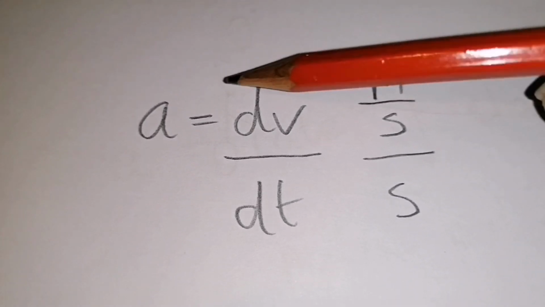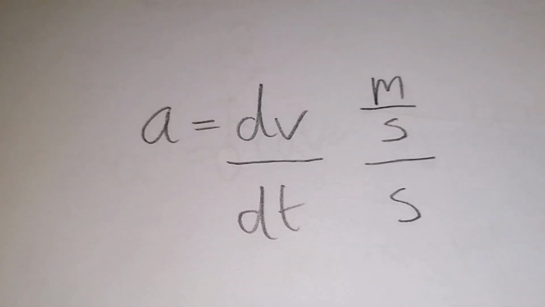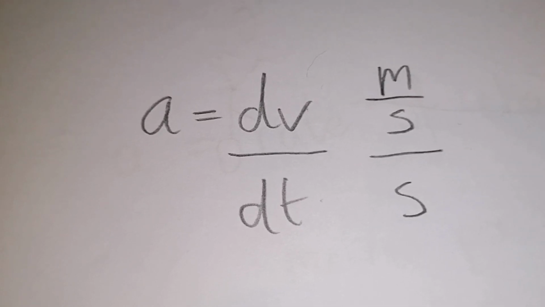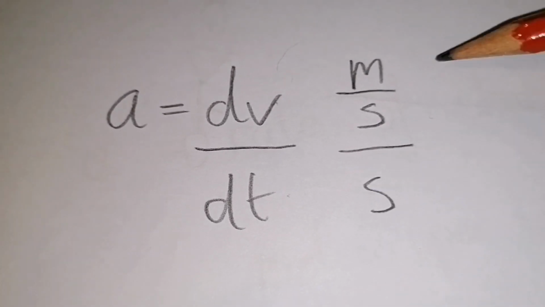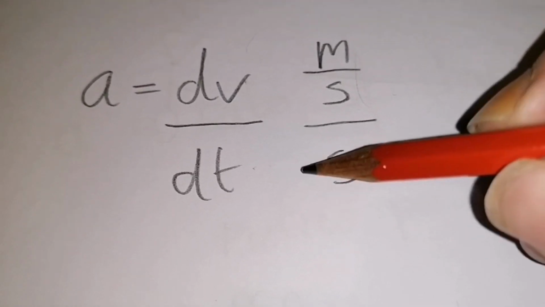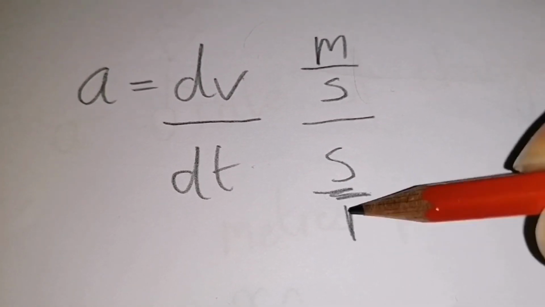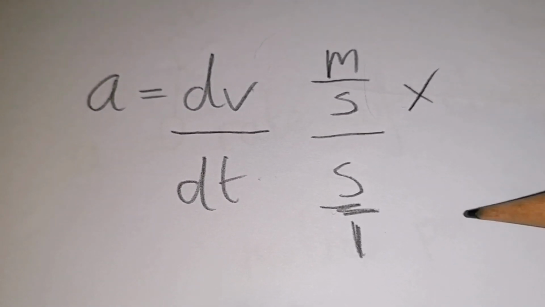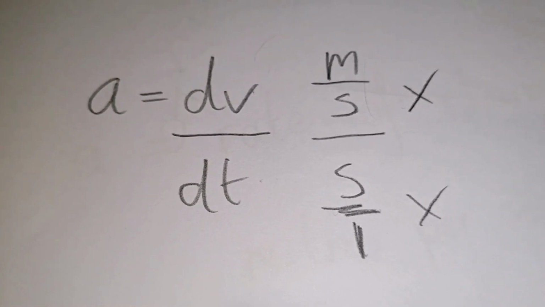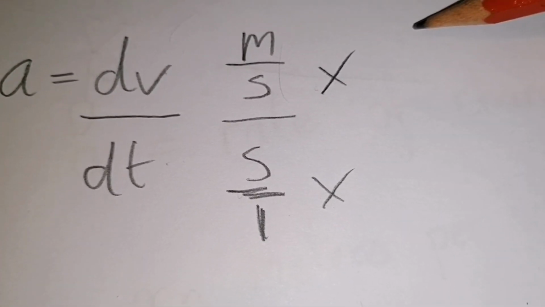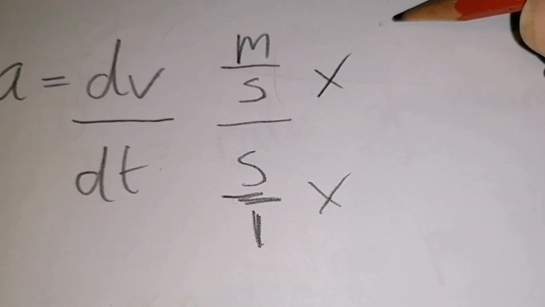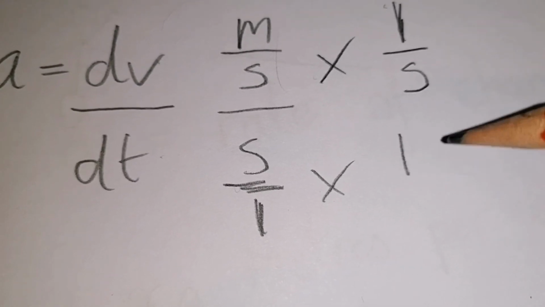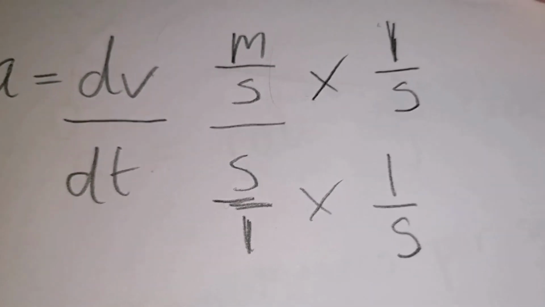Right, so we've got acceleration as change in velocity over change in time. Velocity is in meters per second, and time is in seconds. So we've got a fraction here. If we want to tidy it up algebraically, put that over 1, and then we can multiply across by the reciprocal of the bottom half of this fraction. So we can do both sides with that. So that'll be 1 over s, and that'll be 1 over s.